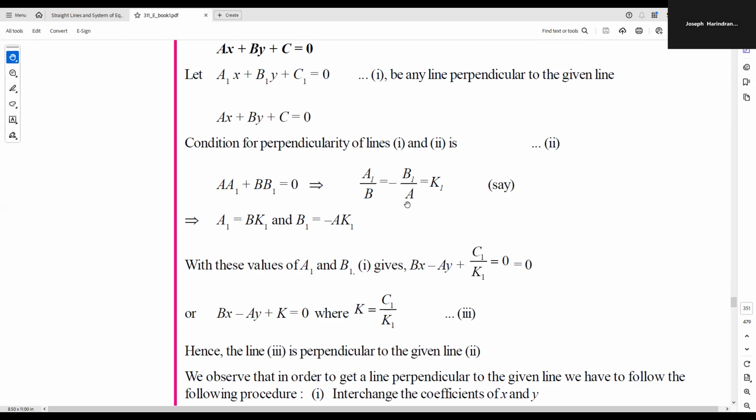So in that case, it will become this. It is actually A1 by B1 is equal to minus B by A. That's all. However you put it, you will get this condition only.